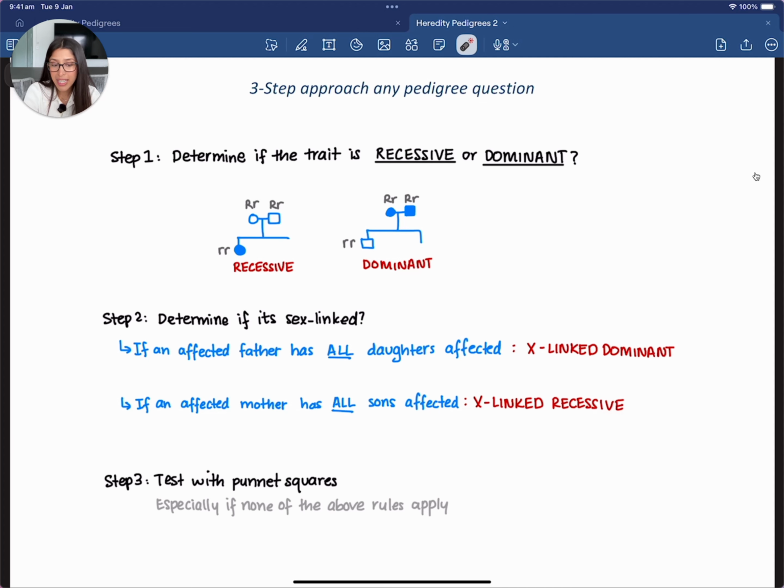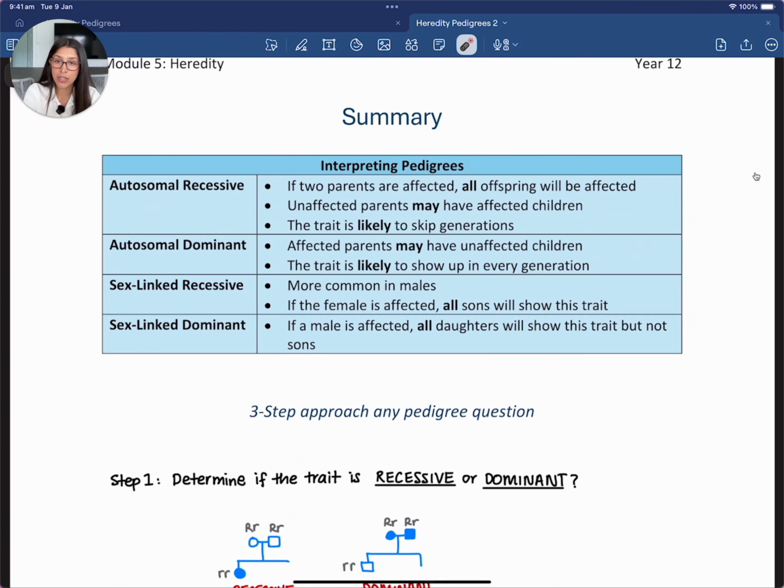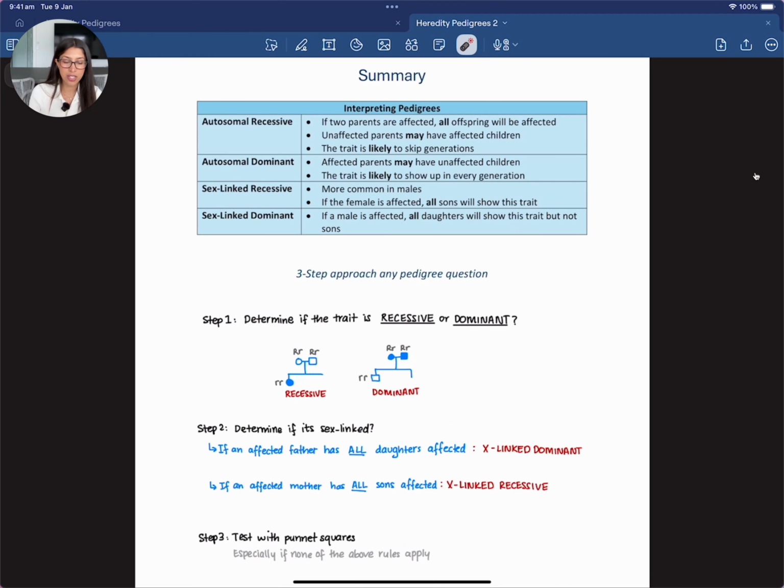And lastly, I would definitely still be using Punnett squares to verify these statements. Especially if none of these above rules even apply, then you're going to be relying on Punnett squares and some of the other hints that we've looked at to give you an idea of what kind of inheritance pattern it may be. And here's a little summary of what we've just discussed.